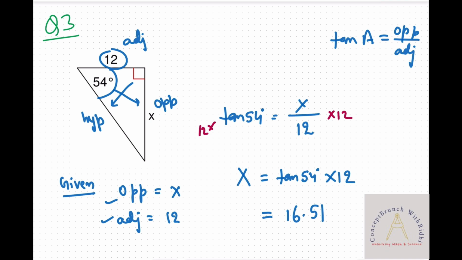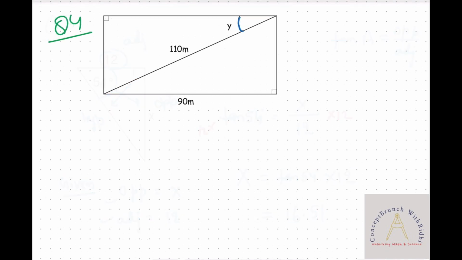Okay, let's move to the next question. So this is our fourth question. In this question we are solving a right triangle problem using trigonometry. So here what we know, we have a right triangle with one side measuring 90 meters, correct, and the hypotenuse measuring 110 meters. Our goal is to find the missing angle, which is y, using the given information.